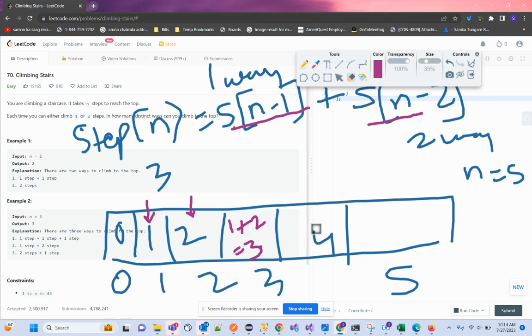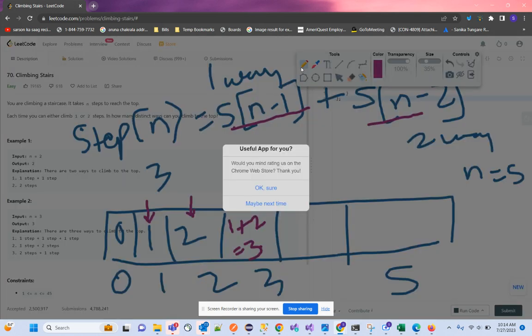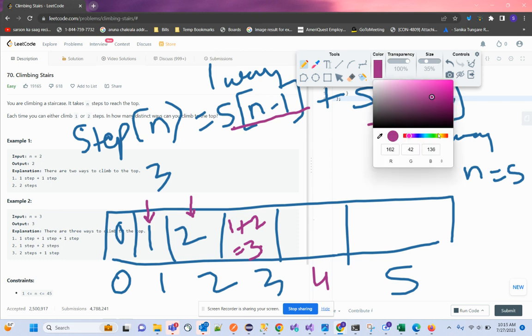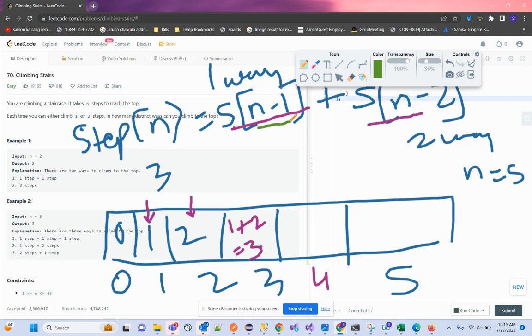Why did this 4 come over here? Okay, this is 4 over here. Now, how many ways to reach 4? Again, go to this formula. What does this formula say? Step n minus 1. So step n minus 1 is 3, right? 3 plus step n minus 2. What is step n minus 2? It is 2, right? 3 plus 2 is what?